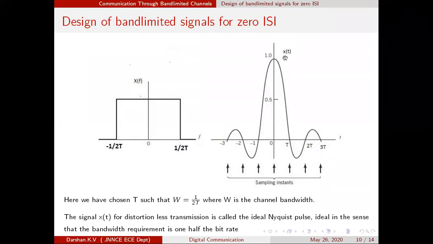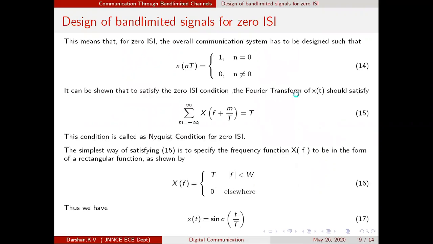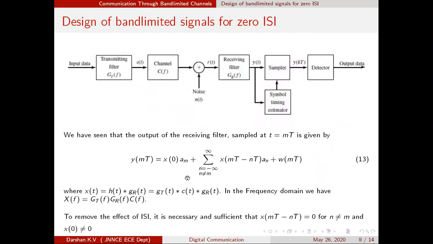I have shown you the function x of t, how it should look, what should be the values of x of t samples, so that you can get the zero ISI. All things have been explained properly. But what does this x of t essentially mean? If you want to observe that, just carefully read this line.